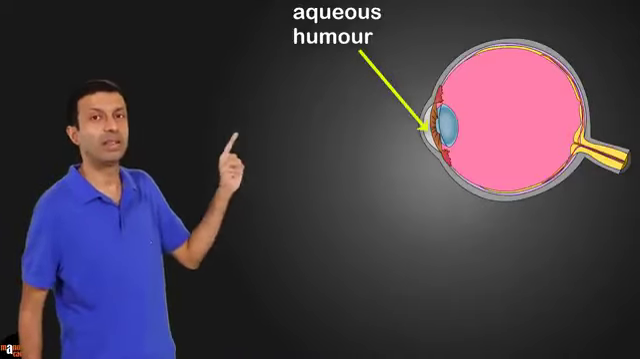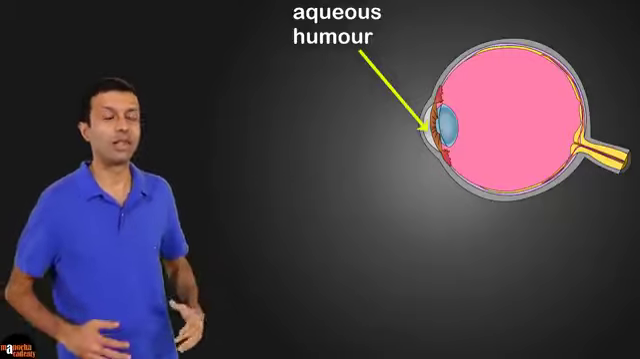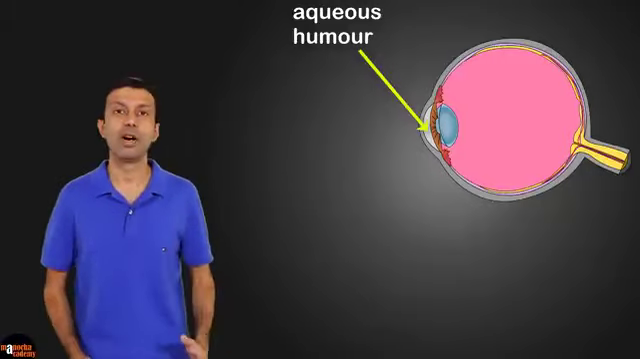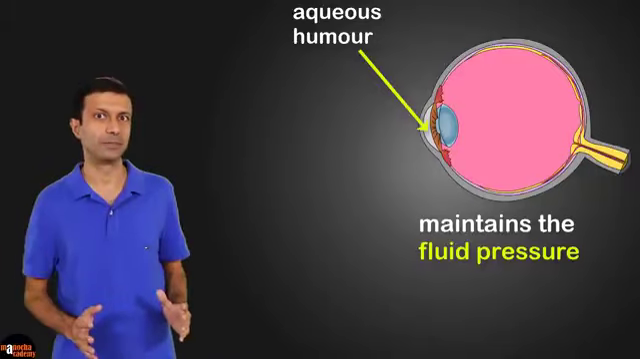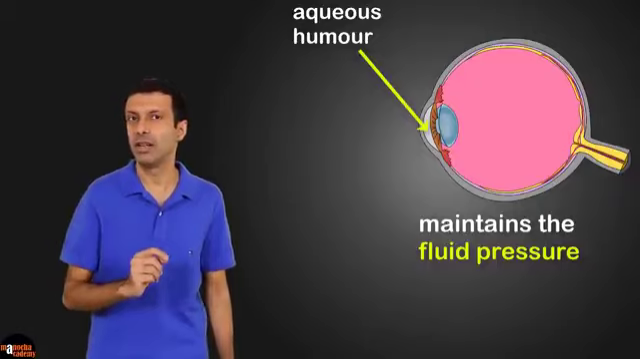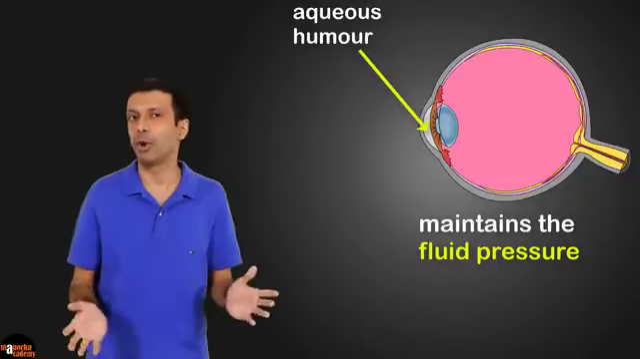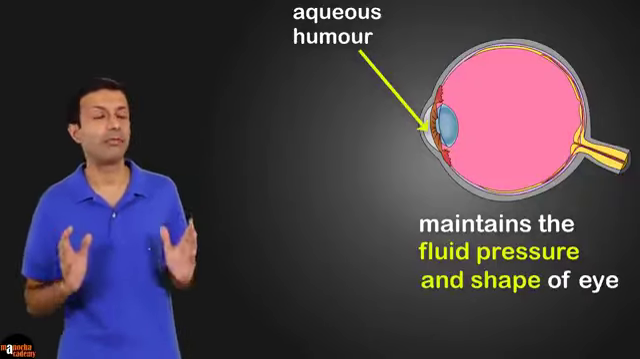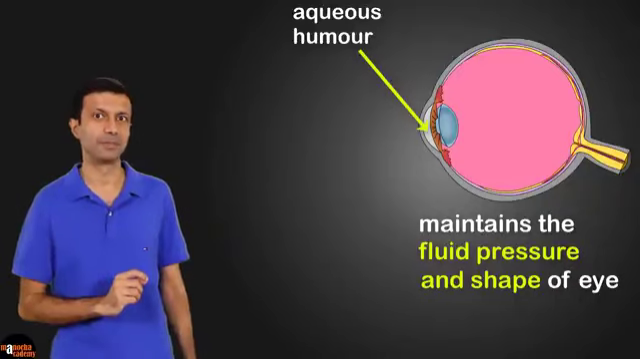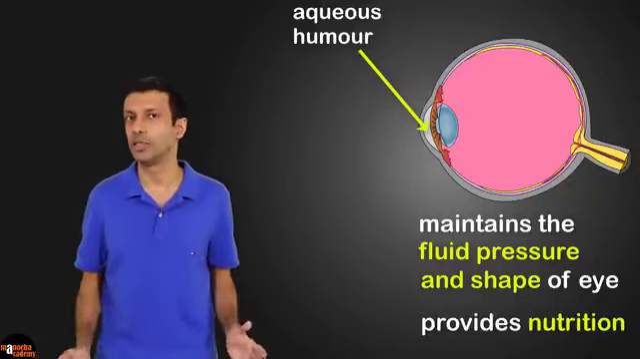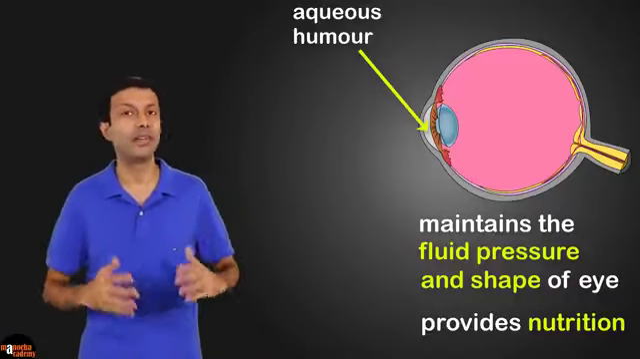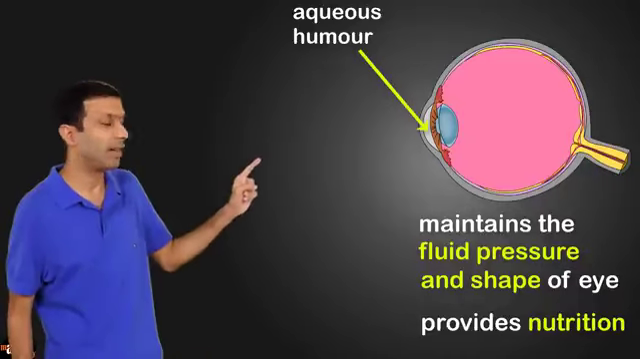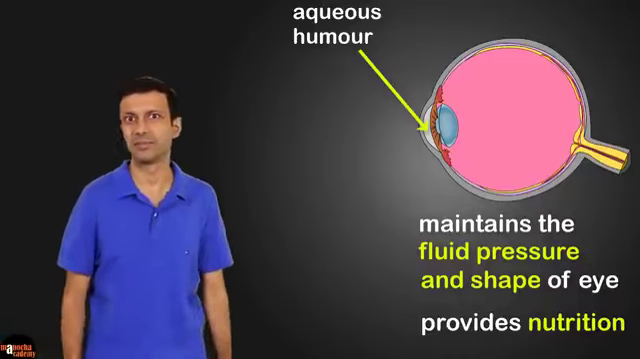There is a liquid in the front part of the eye between the cornea and the eye lens called the aqueous humor. The function of the aqueous humor is to maintain the fluid pressure inside the eye. This hydrostatic pressure helps keep the walls of the eyeball tight and maintain the roughly spherical shape of the eye. The aqueous humor also provides nutrition, for example, amino acids and glucose to various parts of the eye, such as the cornea and the eye lens.